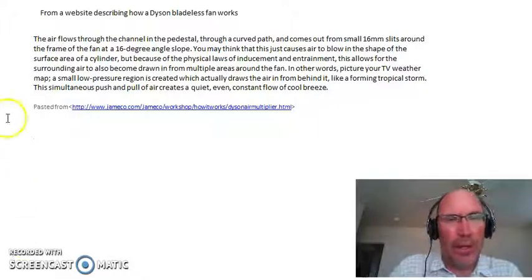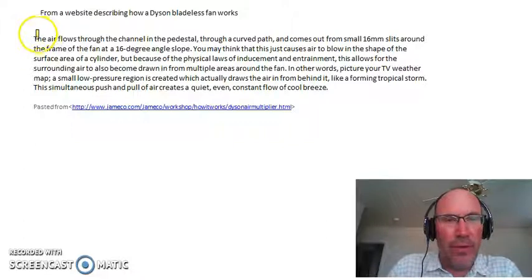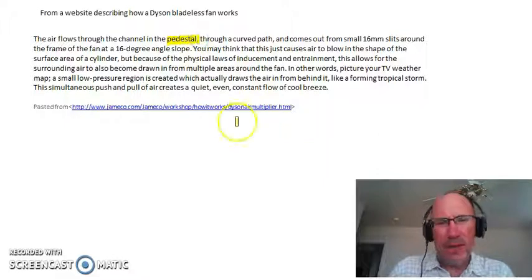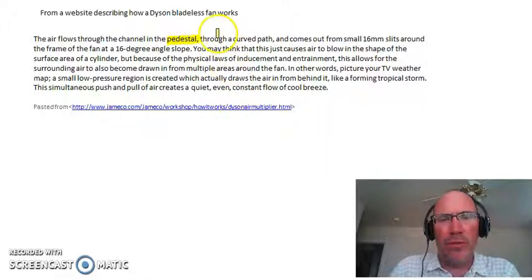So let's go through this together. As we're reading through this, the air flows through a channel in the pedestal. Students may or may not, depending on what level they're at, think about what a pedestal is. That might be something that the author assumes they know, but they don't. Through a curved path that comes out from small 16mm slits around the frame of a fan. Since we're using the metric system, they may not actually know what 16 mm is, and then also at a 16-degree angle. That may be a little more tough for them to visualize.